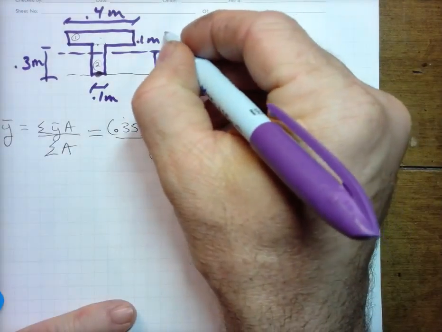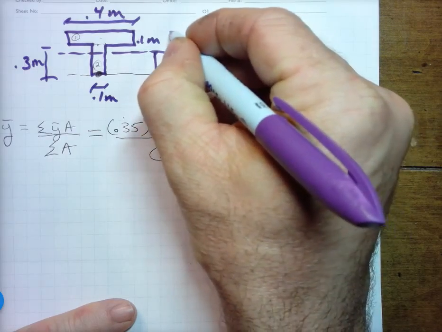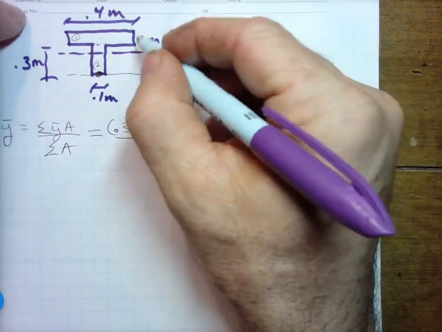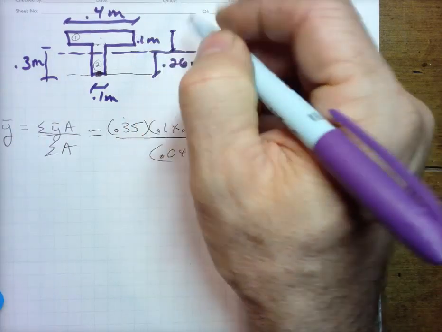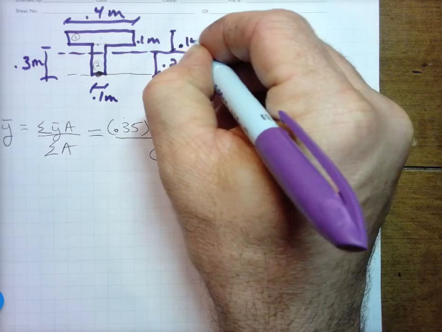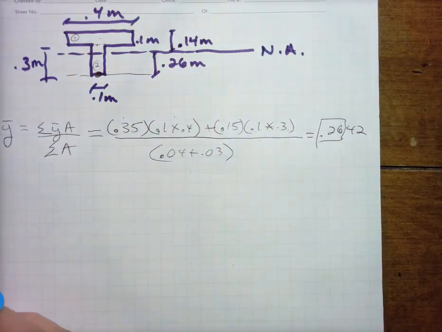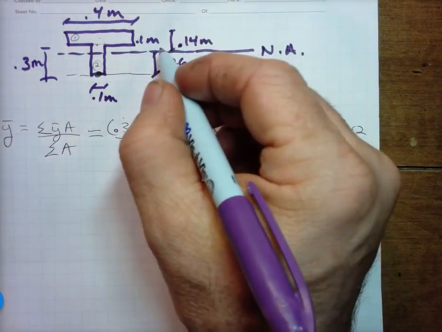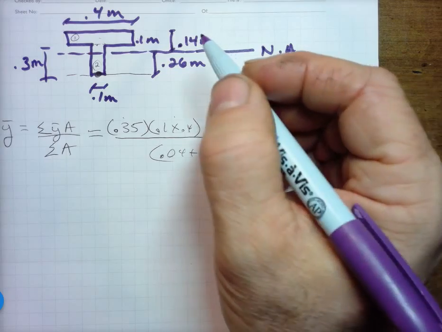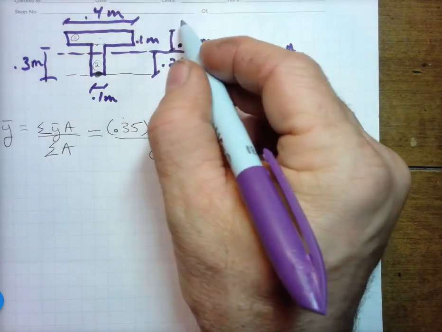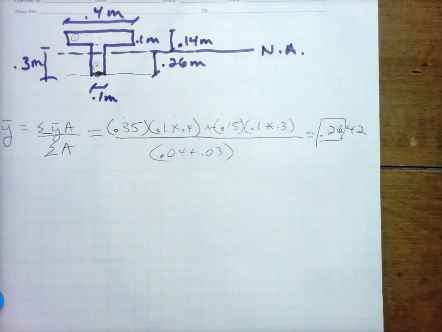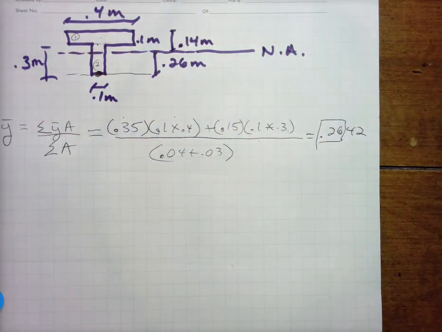That means that to the top fiber, if this is 0.3 and this is 0.1, the whole distance is 0.4, so 0.26 and 0.14. So this would be the neutral axis. The y's to the top fiber is 0.14 and to the bottom fiber is 0.26. So the max y is going to be the 0.26. So there's our y. Now we need to find I.